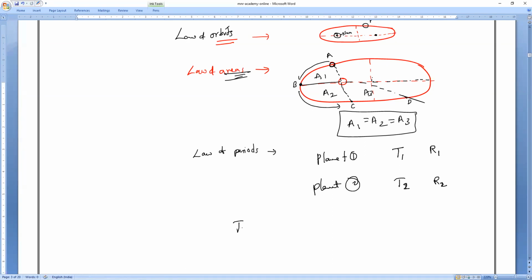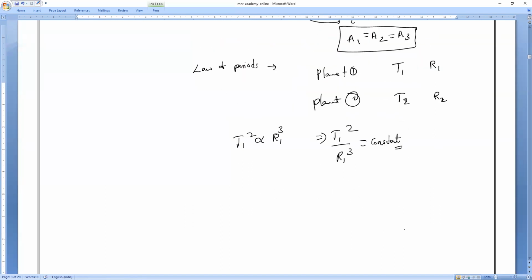Now the square of the time period is directly proportional to the cube of the radius. If I find T1 squared divided by R1 cubed, what will I get, everybody? I will get a constant. For the second planet also, T2 squared divided by R2 cubed, and for the third planet, T3 squared divided by R3 cubed, we will get the same constant. That is what we call the law of periods. What is Kepler's third law?